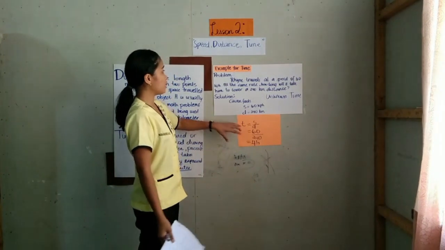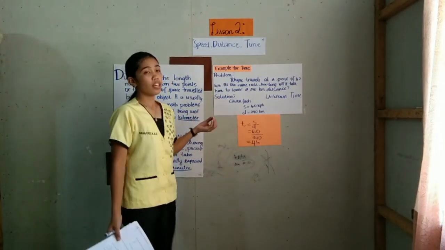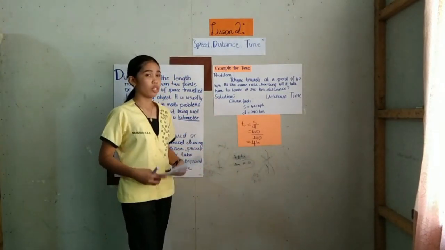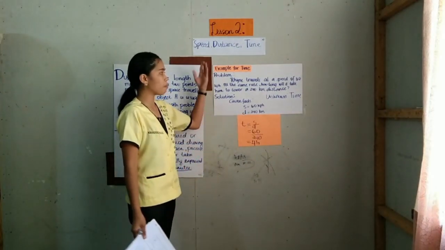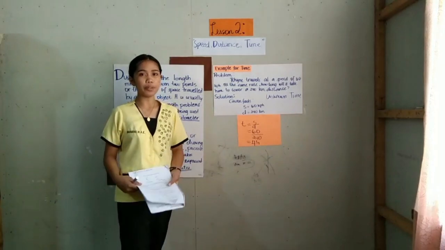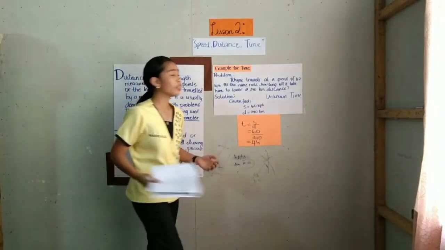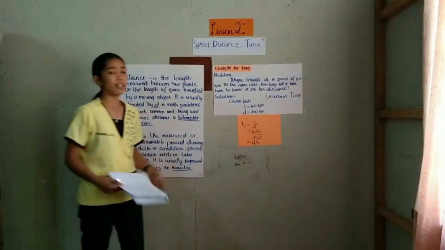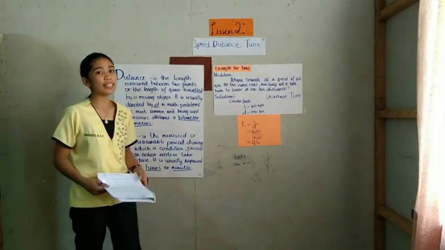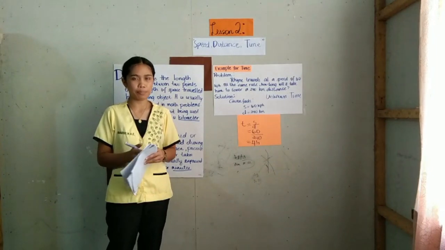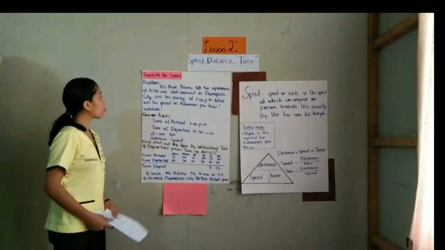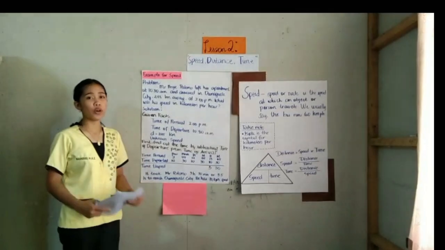So it is easy to solve time because what we are going to do is just divide the distance by the speed of the problem. So is that clear? Very good. So now, last is the speed. Let's have an example on how we are going to solve or find the speed.